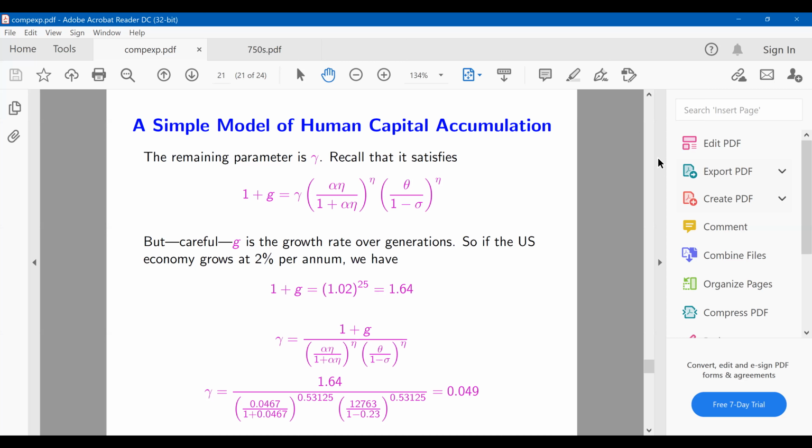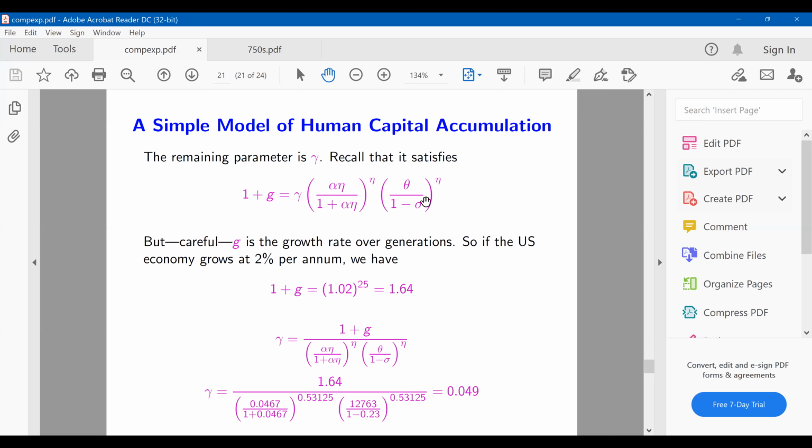So I was just explaining the growth targets in annual terms. An annual growth rate of 2% should be converted to a 25-year growth rate, and that growth rate is 64%, from a period of 25 years ago to today.